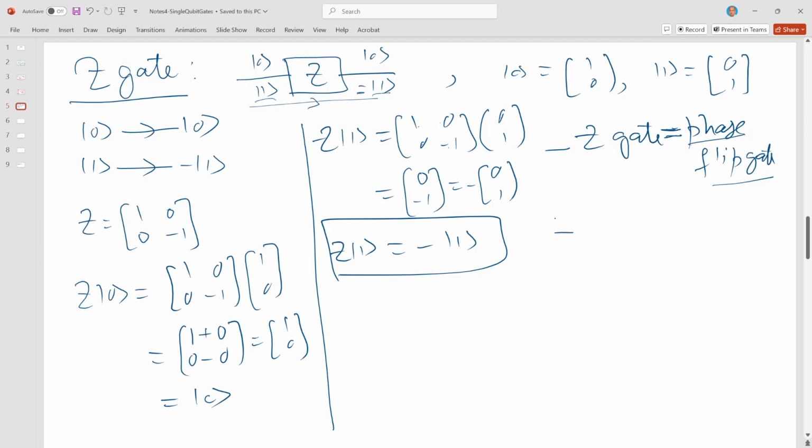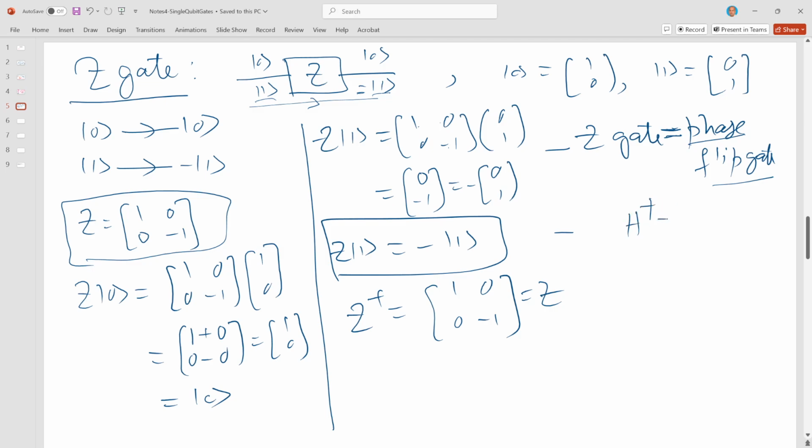Now let's also see if this gate is unitary, because we always have to make sure. For that, let's compute Z dagger. Z dagger again is the same matrix, because this is Z, and if I take its transpose and conjugate, I get the same gate. So this is equal to itself. And by the way, these types of operators in which the dagger is equal to itself are called Hermitian operators. So this Z happened to be a Hermitian operator.